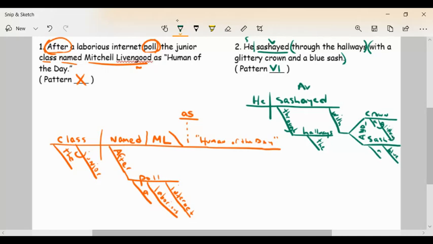All right, so this is what it would look like if it were just simply two separate sentences. But as you see at the very bottom of the worksheet, the next question says, hey, what if it were actually a compound sentence? What if the actual sentence read, after a laborious internet poll, comma, the junior class named Mitchell Livingood as human of the day, comma, and he sashayed through the hallways with a glittery crown and a blue sash. Well, think about how we join something that splits.